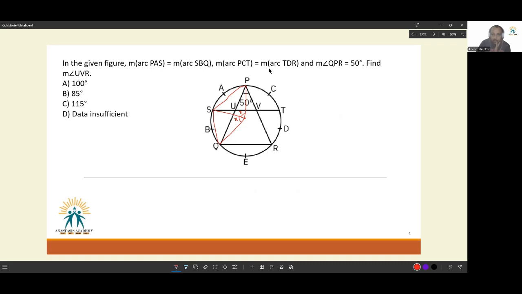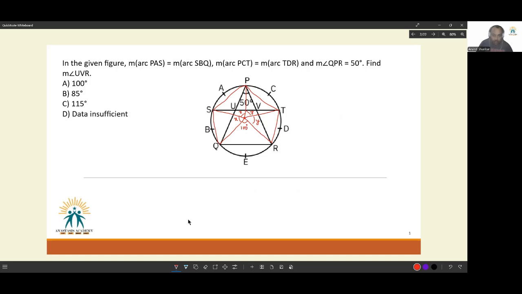Arc PCT is equal to arc TDR. That means chord PT is the same as chord TR. So the angles subtended by these two chords are also going to be identical. Let's say this was Y and this was Y. Now angle QPR is 50, which would mean the angle subtended by chord QR at the center is going to be twice of that, 100 degrees.